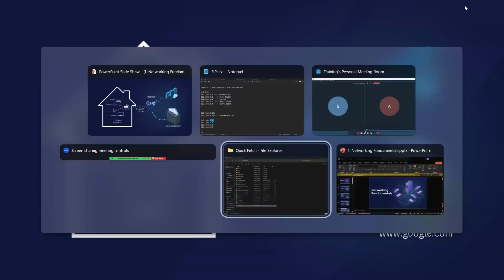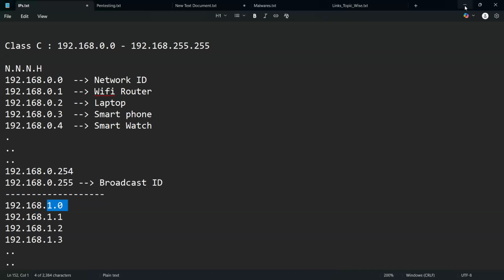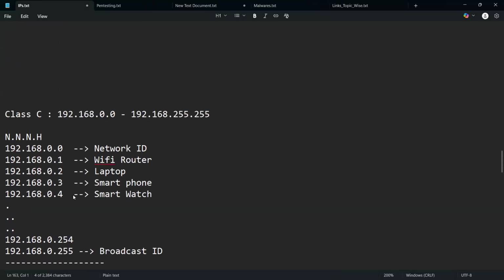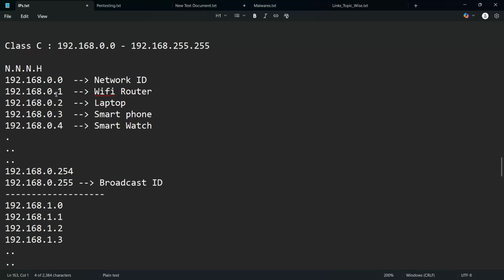So moving on for the other students again. This is the range we were talking about, guys. After 0.255, you have 1.0, 1.1, 1.2, 1.3, which goes up to 1.255. Then you have 2.0, 2.1, 2.2, 2.3, which goes up to 2.255. Now in the network and host portions, whenever there's a change in the host portion, it just indicates a new host. A new host is nothing but a new device.